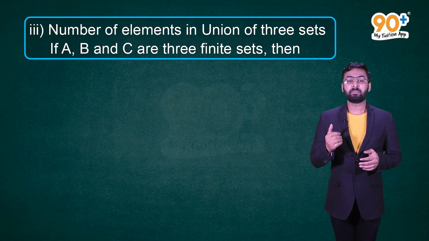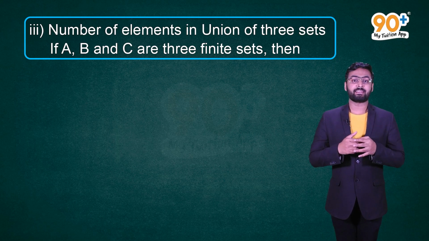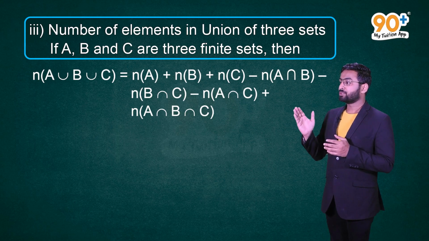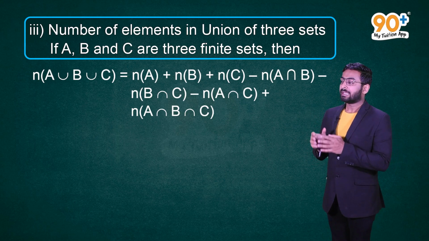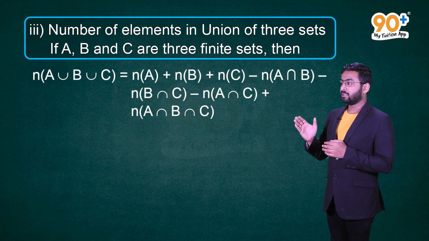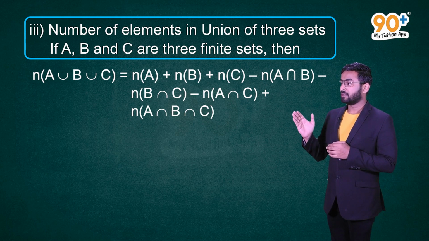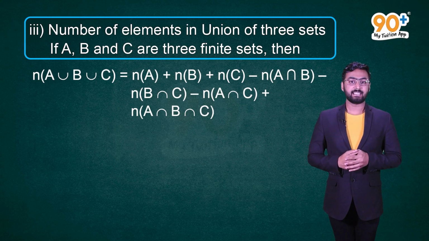If A, B and C are three finite sets, then n of A union B union C is equal to n of A plus n of B plus n of C minus n of A intersection B minus n of B intersection C minus n of A intersection C plus n of A intersection B intersection C.